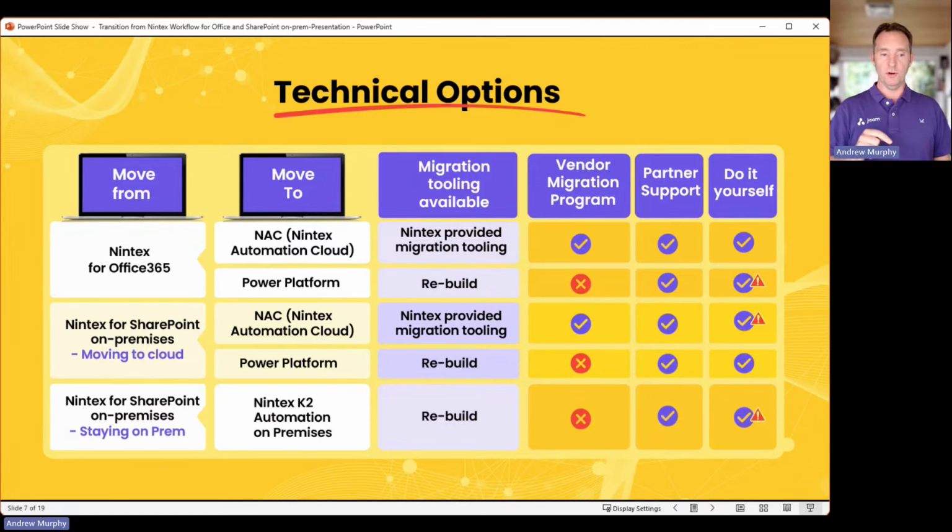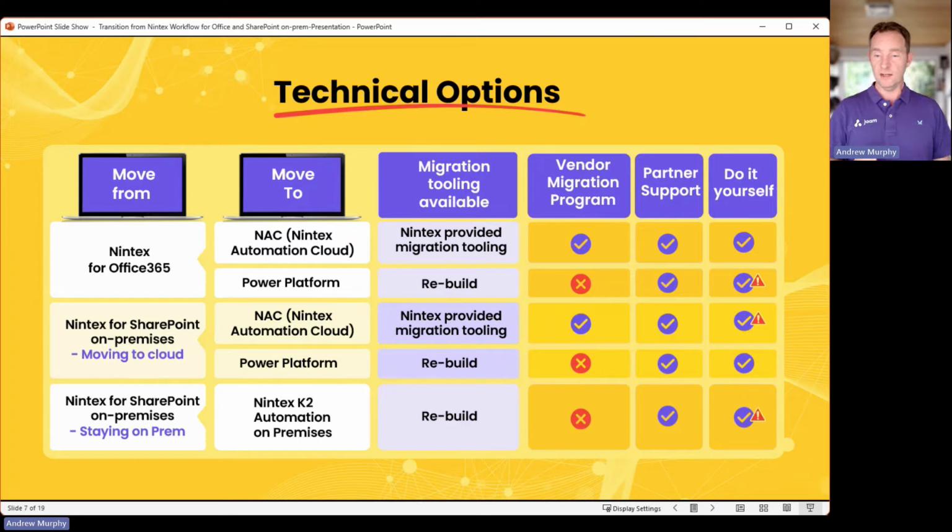For Nintex for SharePoint on-premise, if you're staying on-premise, so if you don't want to move across to the cloud for whatever reason, and there are many good reasons that companies don't want to do that, then Nintex have got a great tool called K2, Nintex K2 Automation for on-premise, which I must say, for those of you watching this webinar that know me, is my favorite because I come from the K2 world. So I think that's a great option if you're staying on-premise. You can't move to the Power Platform because it doesn't run on-premise. So again, it's another good option.